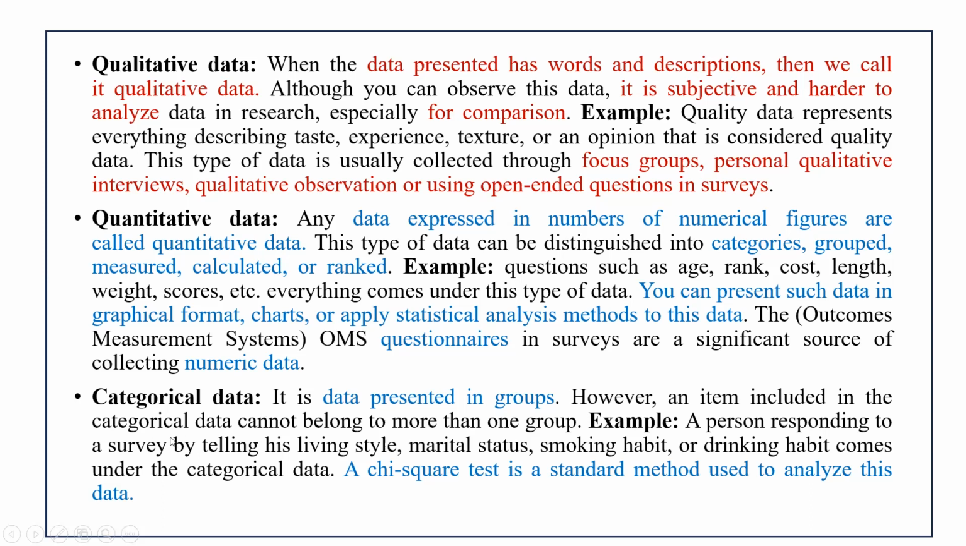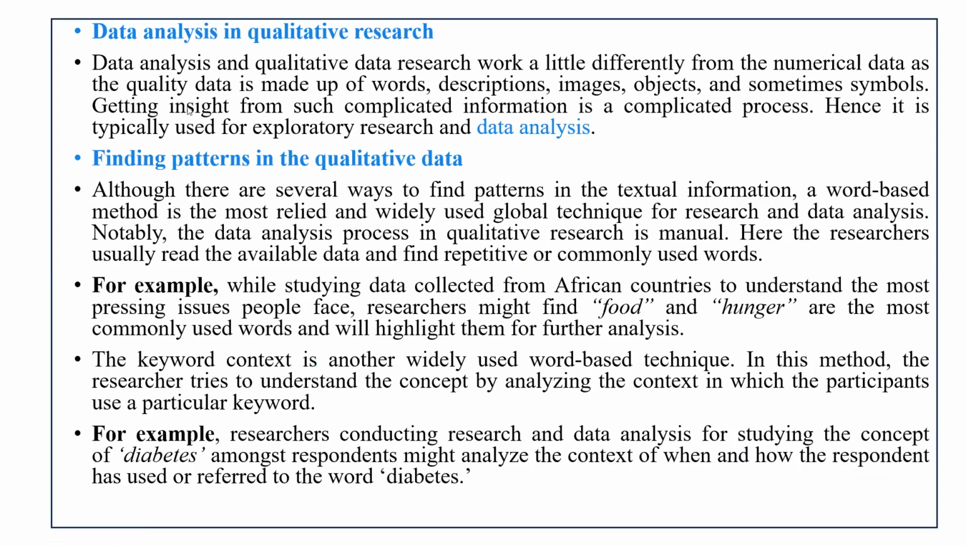Then categorical data. This data is presented in groups. For example, a person responding to a survey by telling his living style, marital status, smoking habit, drinking habit, whatever he does in his life, falls under categorical data. And this data can be analyzed in the best way by using the chi-square test. Now, data analysis.